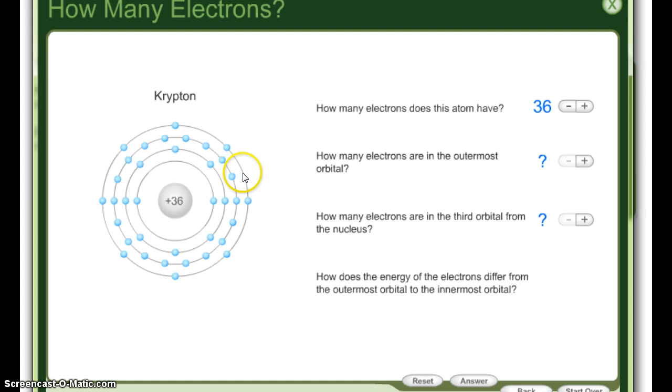So how many electrons are in the outermost orbital? 1, 2, 3, 4, 5, 6, 7, 8. And that answer will be the same even if you do the 2, 8, 8, 8 method. How many electrons are in the third orbital? And how does the energy of the electrons differ from the outer to the innermost? So the energy decreases as you go in, and there's 18 total in that shell.